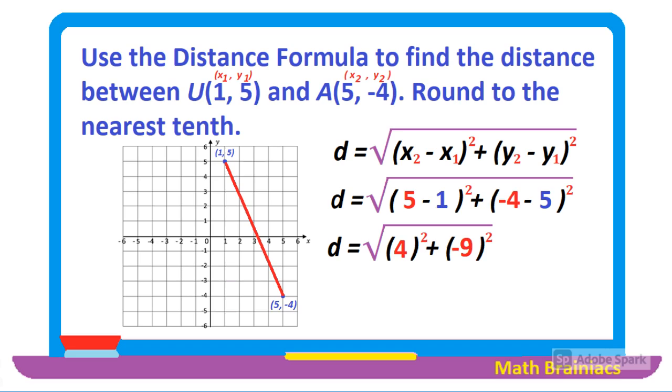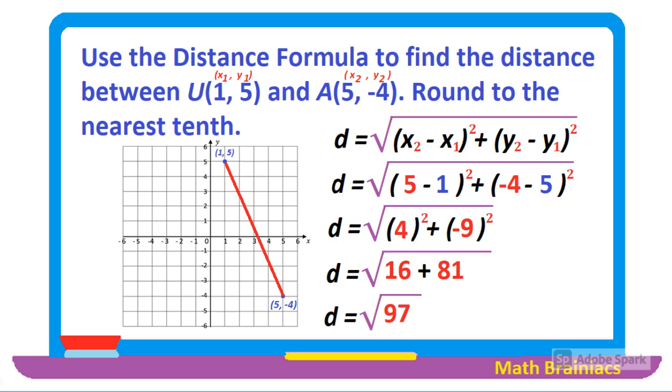Therefore, d is equal to the square root of 4 squared plus -9 squared. 4 squared is 16 and -9 squared is 81. Therefore, we are going to add 16 and 81, and it will give us 97. Accordingly, d is equal to the square root of 97, which will give us 9.84. And rounding it to the nearest tenth, it will give us 9.8. It is easy, right?